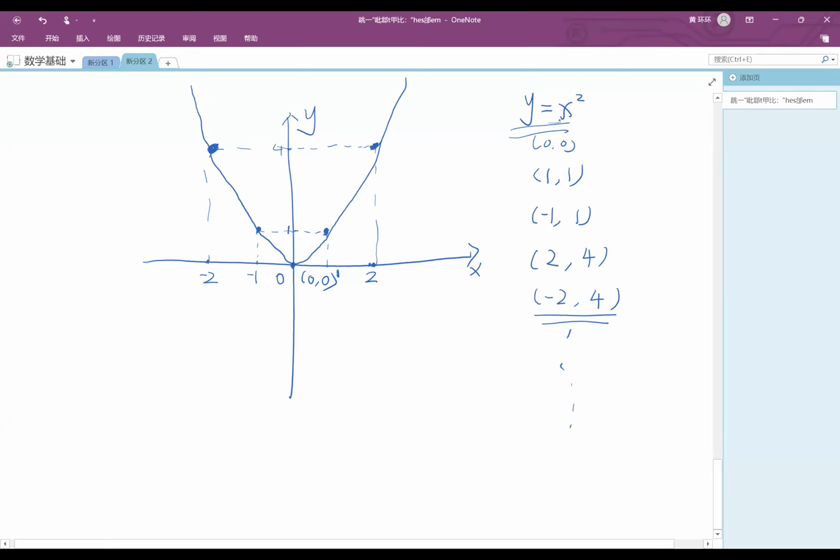The graph of this equation will be like this, and we call this graph a parabola. Ashi, I have a question. The graph of a parabola can only be vertical, right? Can it be horizontal or not?